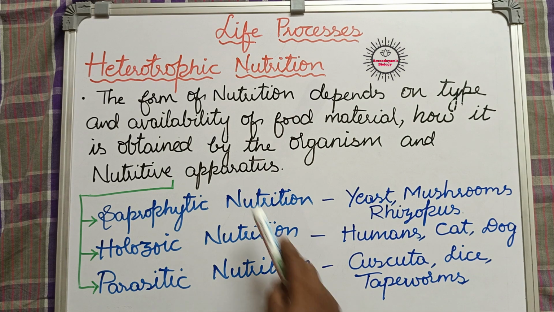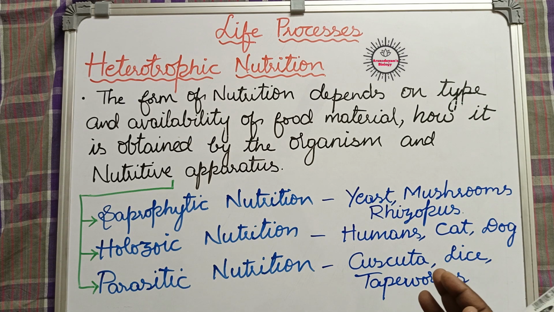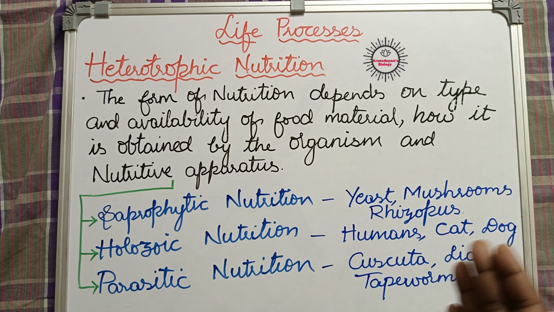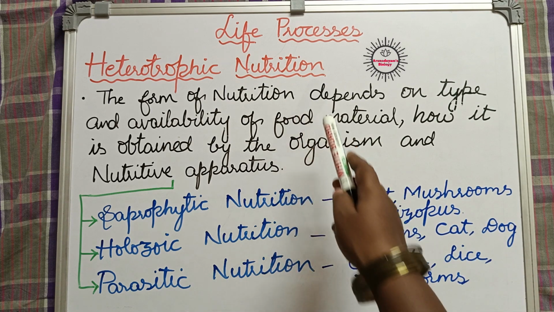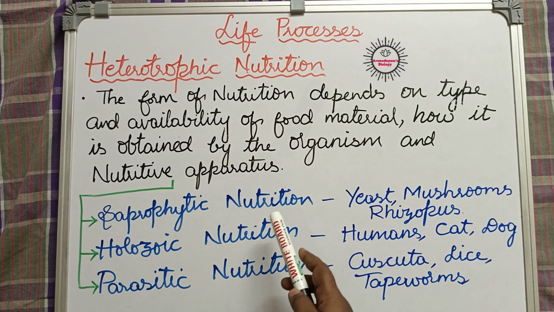And fourth factor is nutritive operators. What type of nutritive operators is present in their body, what type of digestive system is present in their body, also decides the heterotrophic nutrition forms. So based on all these factors, heterotrophic nutrition is divided into three types: saprophytic nutrition, holozoic nutrition, and parasitic nutrition.